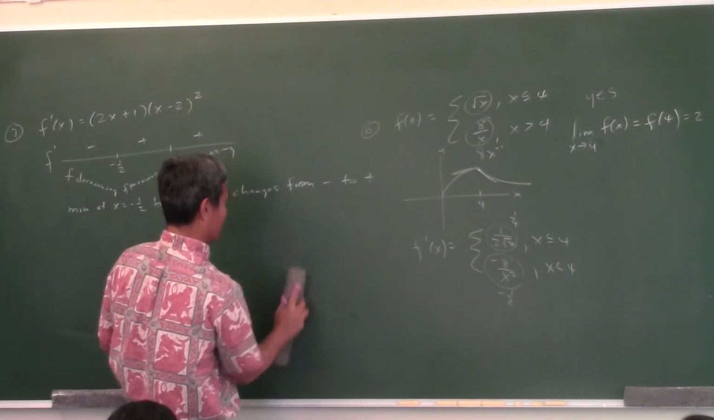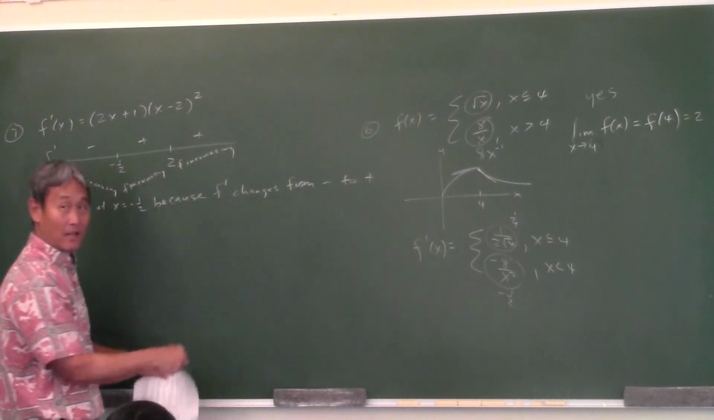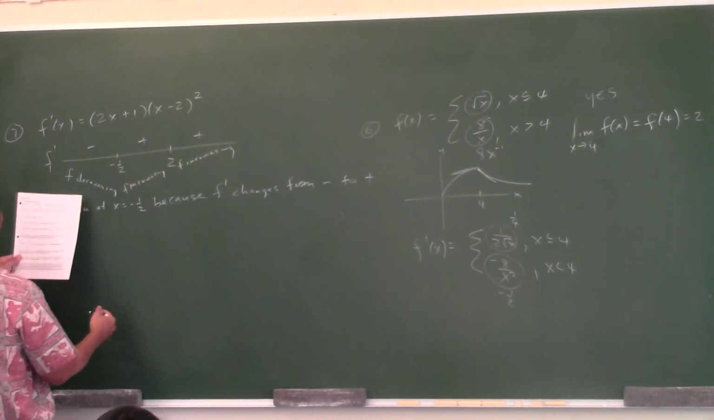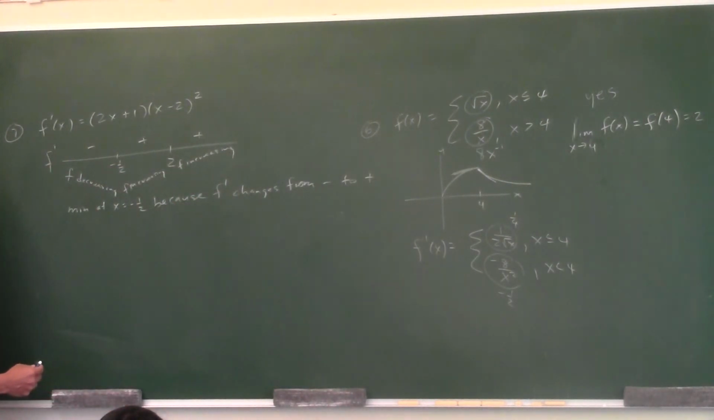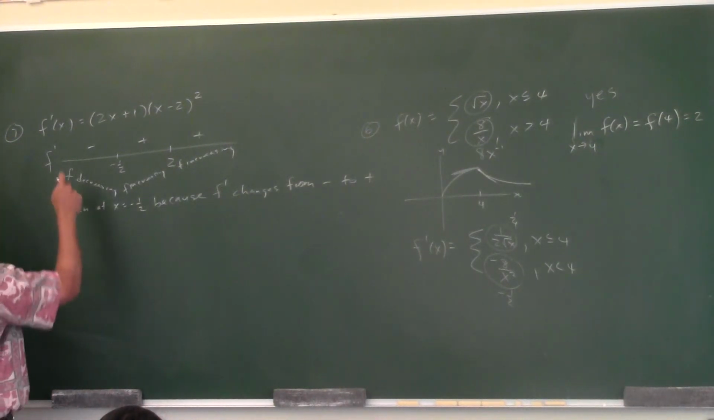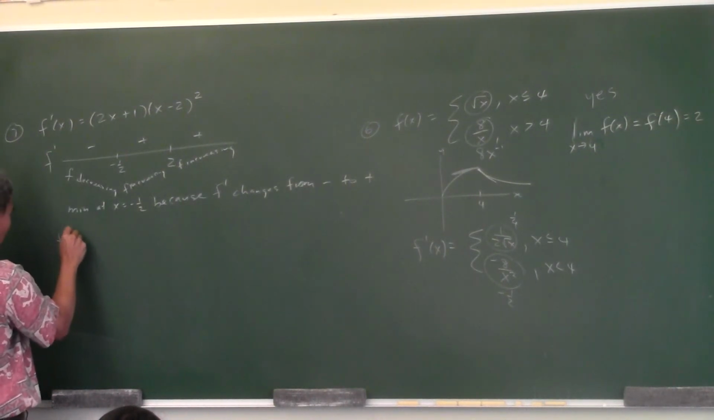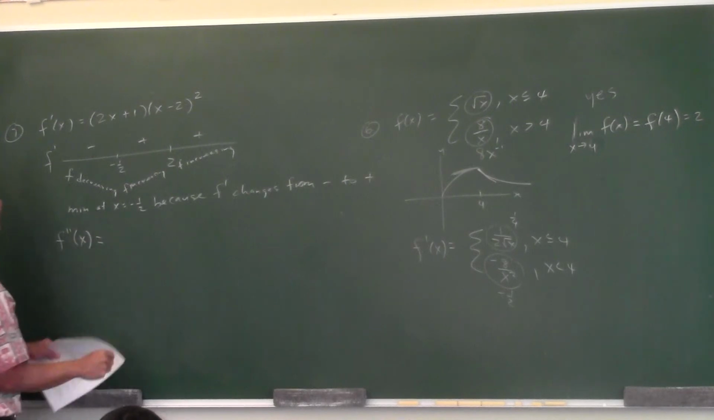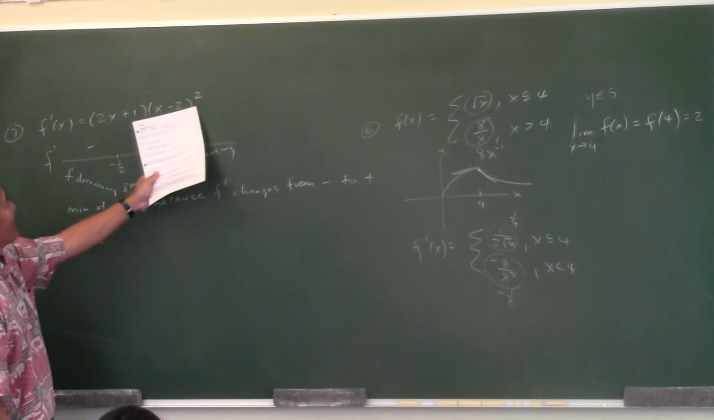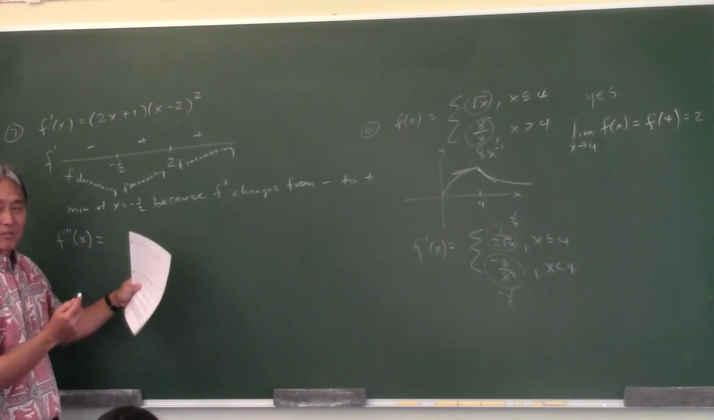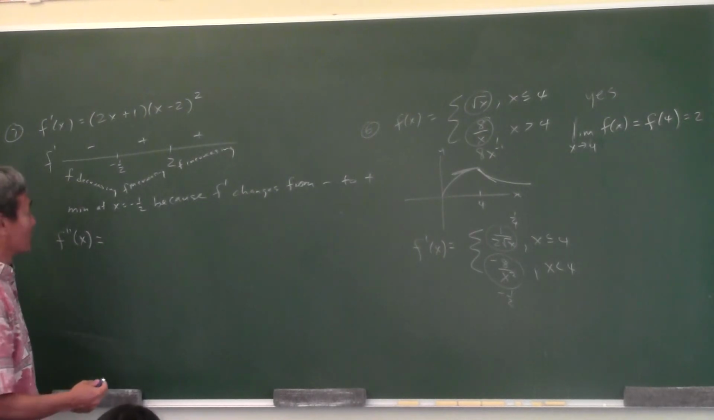Oh, so how does it change with concavity? Okay, so that's the next thing. How do you find points of inflection? You gotta make a number line for the second derivative. Now here's the first derivative. How do you find the second derivative? Do I want to multiply it all out and then take the derivative, or should I use the product rule? Yeah, I think you should use the product rule.